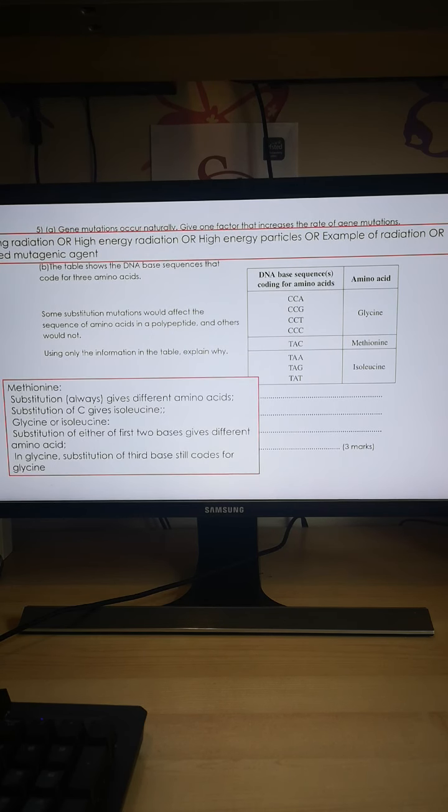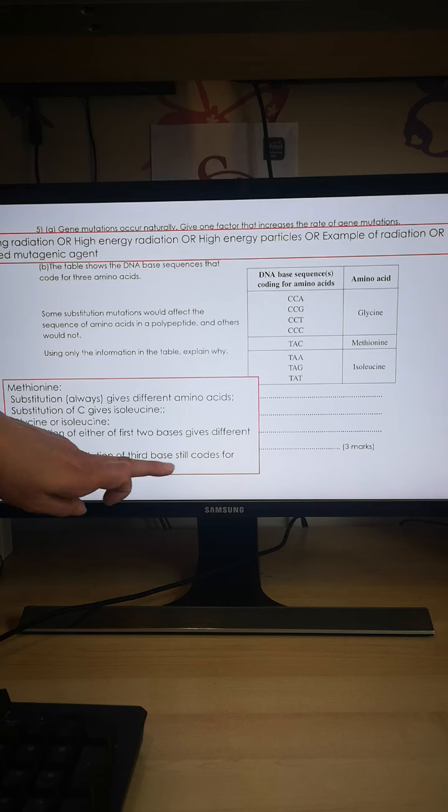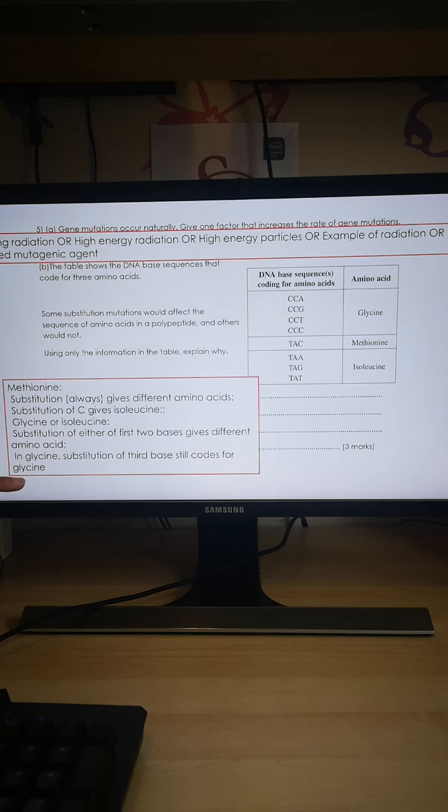And in terms of the structure of your answer, you're going to get mark points for saying glycine. You can substitute the 3rd base for anything else and you'll still get glycine. Okay.